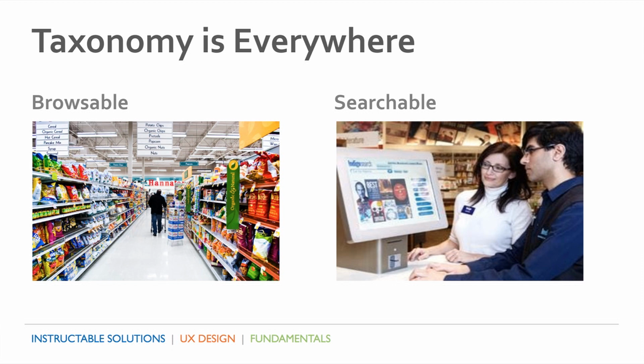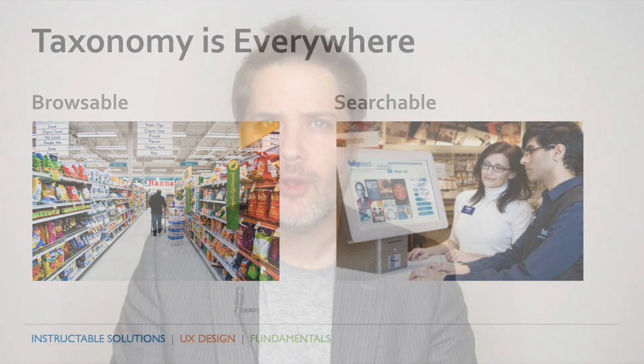Taxonomy is everywhere. Everywhere you go, there's a grouping of information that's done in some formulaic way. Whether we're browsing down the aisles of a grocery store and seeing things grouped into specific sections, or whether we're at a retail store or online searching through something, that taxonomy is what's guiding both of those activities.